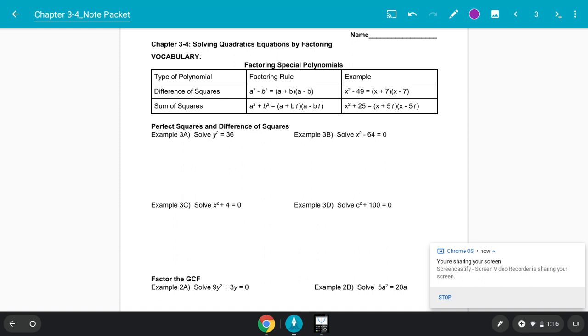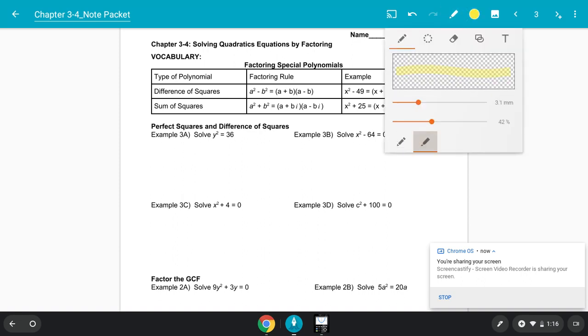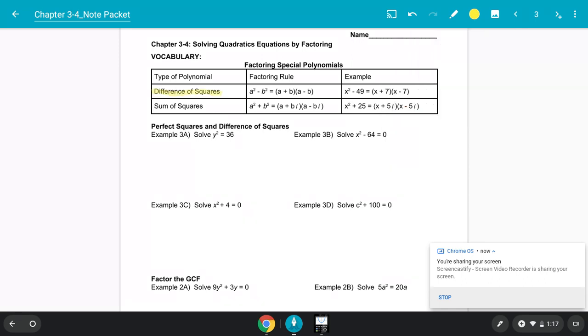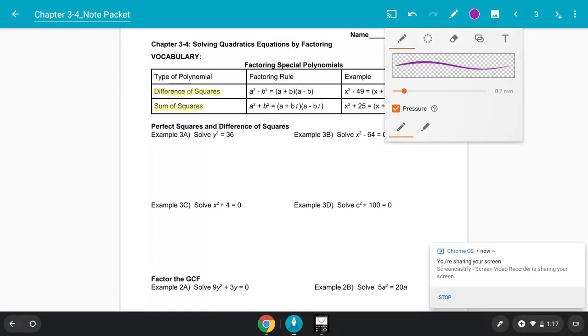Hey you guys, this is part 2 of lesson 3-4 for solving quadratics by factoring. So in this section of the lesson, we're going to talk about two unique types of polynomials. They are types that will allow us to use the difference of squares and the sum of squares. What those look like are shown over here on the side.